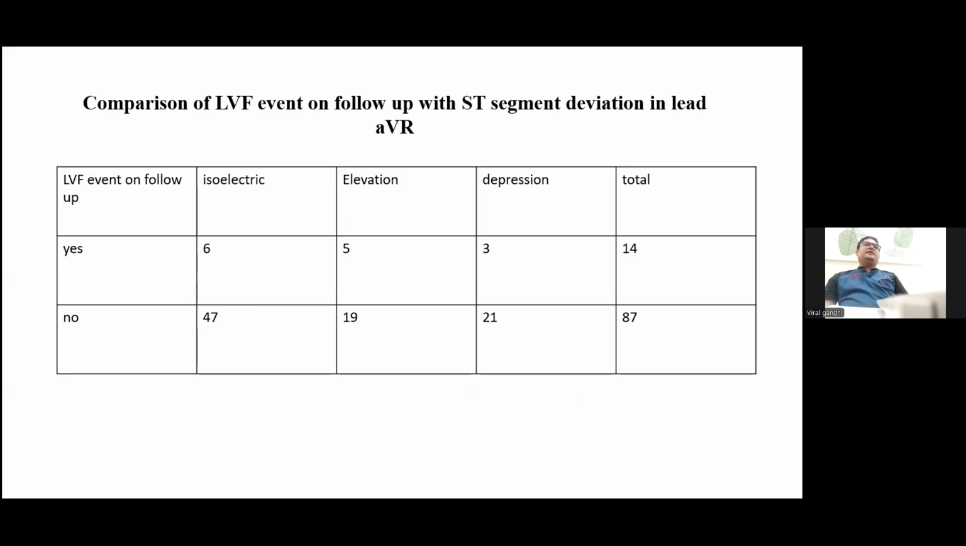When we did the echo on follow-up, we compared the EF with the ST segment deviation in AVR on a follow-up basis. In patients with an isoelectric segment in AVR, 6 patients had LVF, 5 patients had ST segment elevation, and 3 patients had ST depression. It is just a correlation, which was statistically not significant.